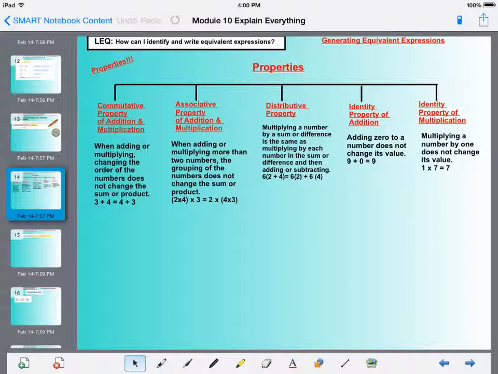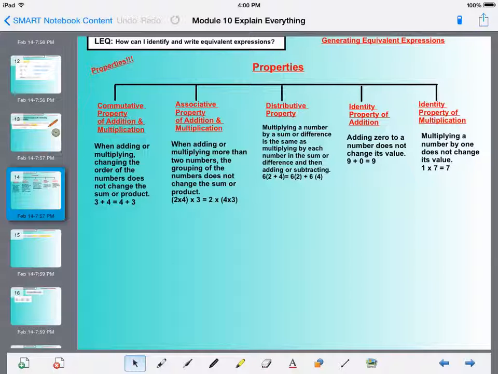So in this case, for example, if we're multiplying 2 times 4 times 3, I can multiply 2 times 4 first, that group, then multiply it by 3. Or I can multiply 4 times 3, that group first, and then multiply it by 2. But the order doesn't affect the product. The distributive property is extremely important. Multiplying a number by a sum or difference is the same as multiplying by each number. So the distributive property says you're going to take that number on the outside of the parentheses and multiply it by every number on the inside of the parentheses.